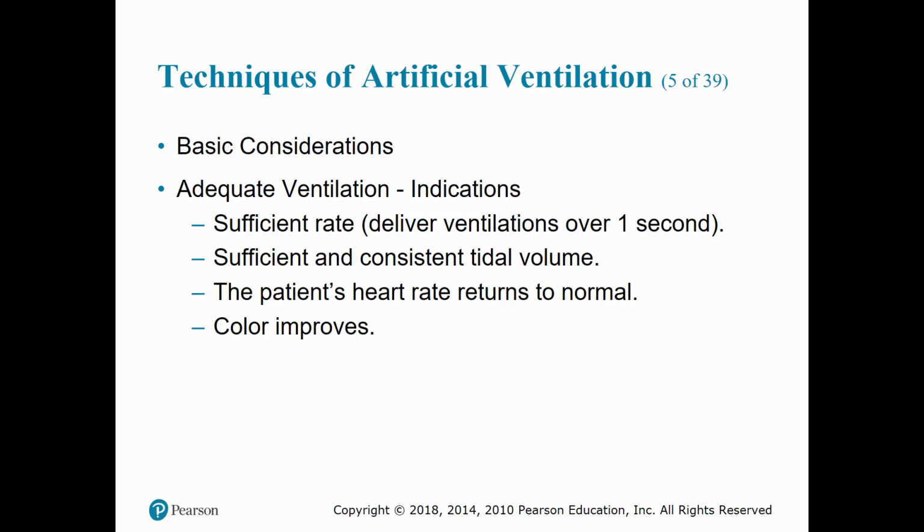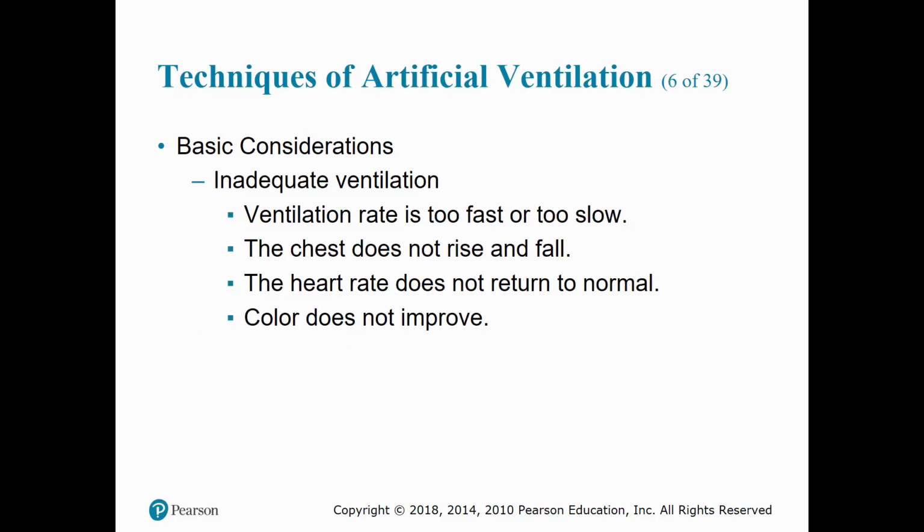Some indications that would show that you're ventilating your patient adequately: you're delivering your breaths at a sufficient rate, and each breath should be given over 1 second. For newborns, you should be ventilating 40 to 60 times per minute, so basically a breath every 1 to 2 seconds. In infants and children, you should be giving 12 to 20 breaths per minute, or a breath every 3 to 5 seconds.